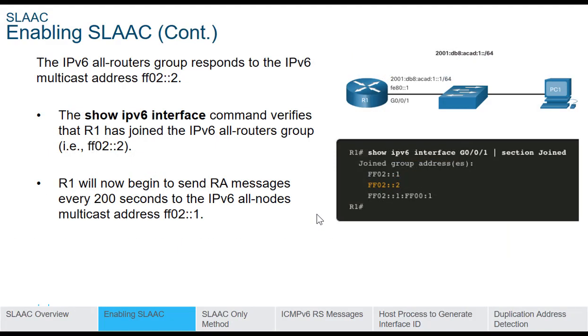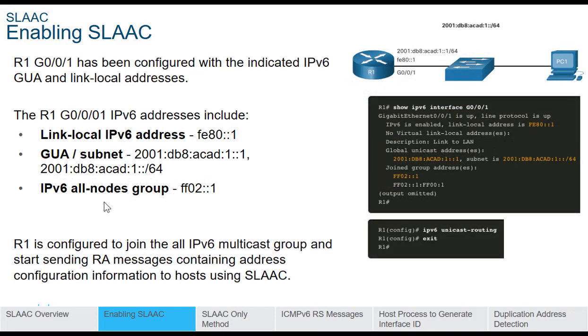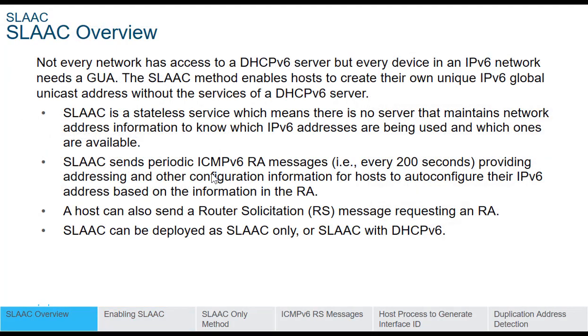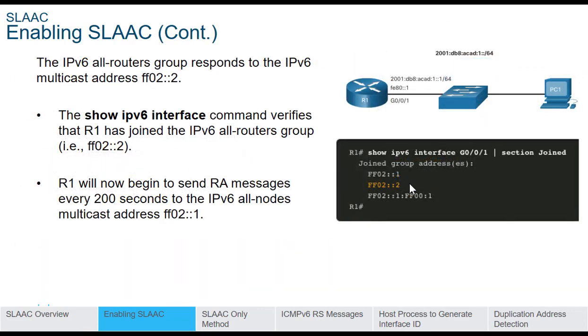Let's look at the SLAAC only method. Okay, so we've done that. We've created the IPv6 global unicast address. We've created the IPv6 link local address. Now you're probably wondering, what about this third address? All nodes group. Did we create it? No, I did not create that address. Can you create it? Yes, you can create this address, and that's a challenge for you. You can create this address and follow through with sending a message to all IPv6 nodes on R1.